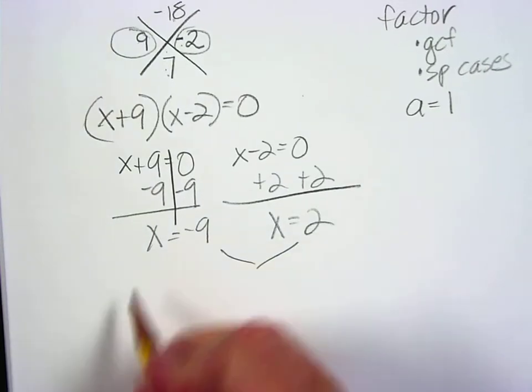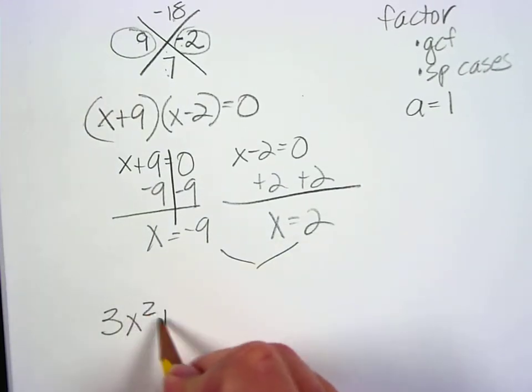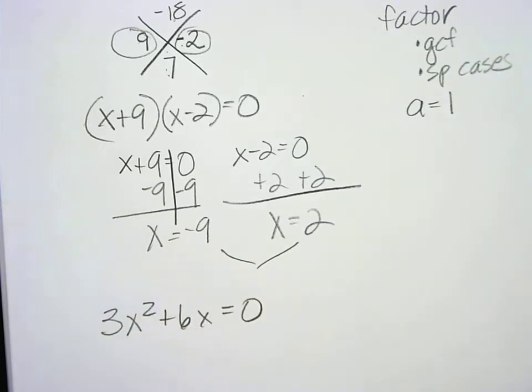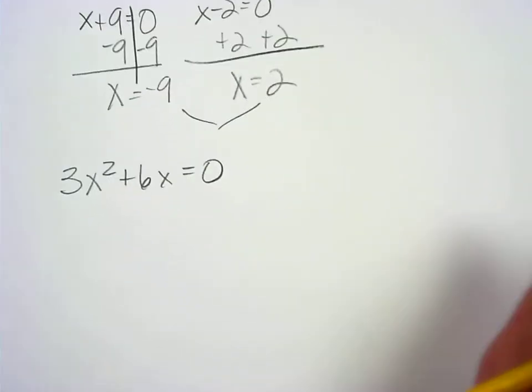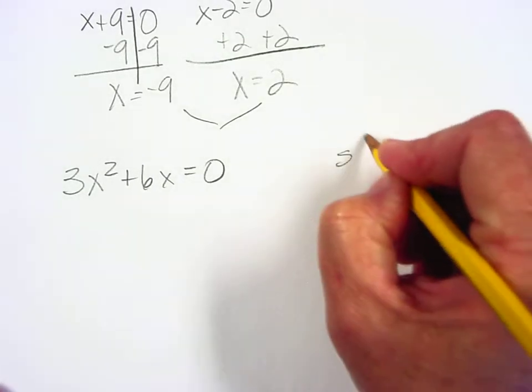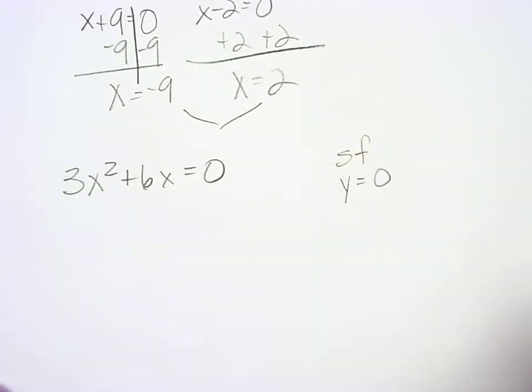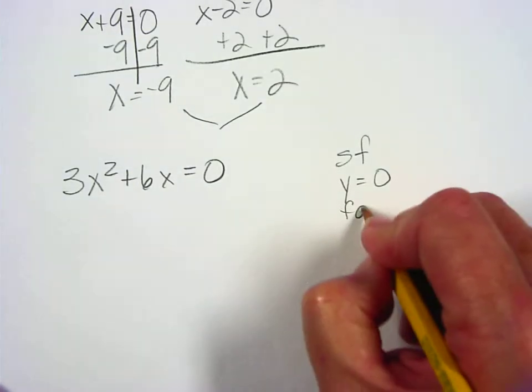The equation is 3x squared plus 6x equals 0. Now, we're either going to factor or complete the square. Let's try factoring. It's in standard form. Y is 0. We're going to factor it.